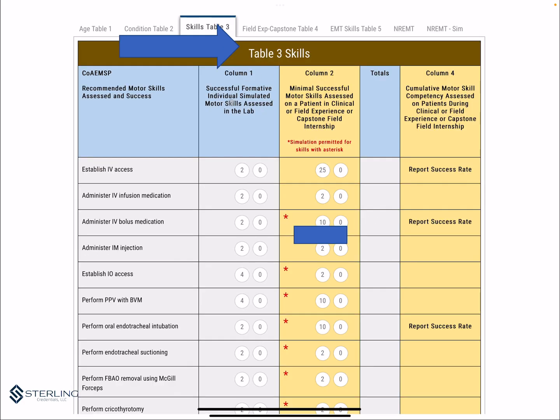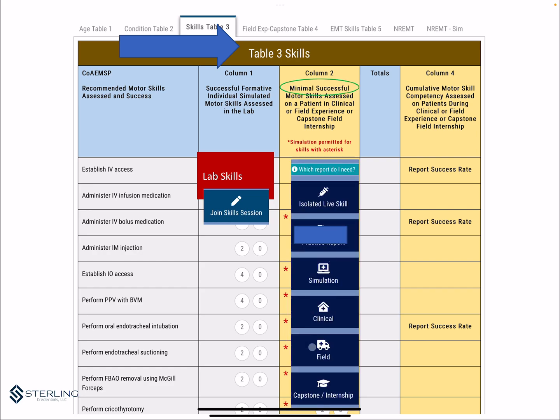All right, table 3. These are your advanced skills. And you'll recall that column 1 was in the lab. That's what we did on the previous video. Now, column 2 is patient, clinical, on a patient, meaning a live person, in clinical or field or capstone. So those are the report types. Oh, but look, red asterisk, simulation permitted. So where there's a red star, you're permitted to have simulations. So on simulation day, you write a simulation report to go here.